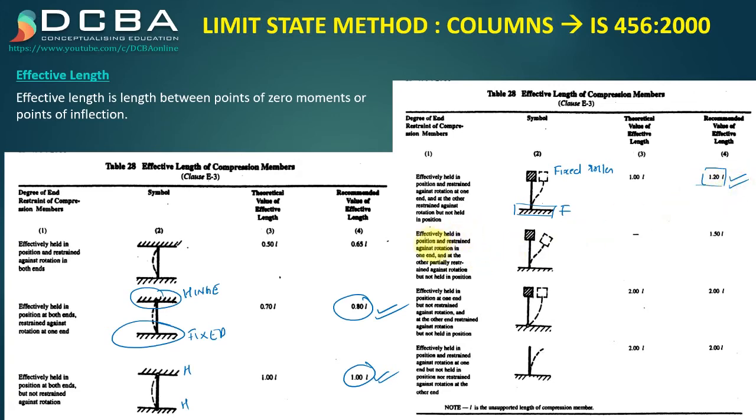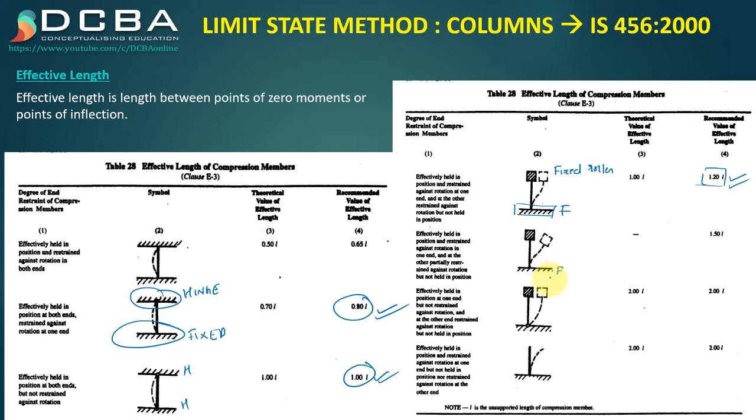Next case, effectively held in position and restrained against rotation at one end. So this is a fixed end, and at the other end partially restrained against rotation but not held in position. So here it can partially rotate, and in modeling we call it a rotational spring. So there is some stiffness to the rotation. It is not expected of you to know this at this stage, but if you go on to model this in software, it would be a rotational spring kind of thing.